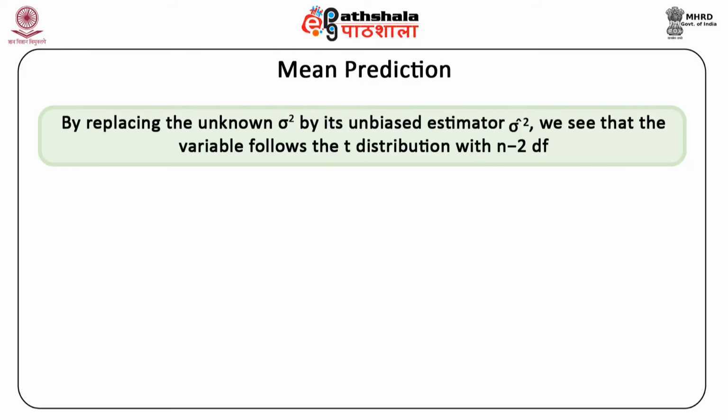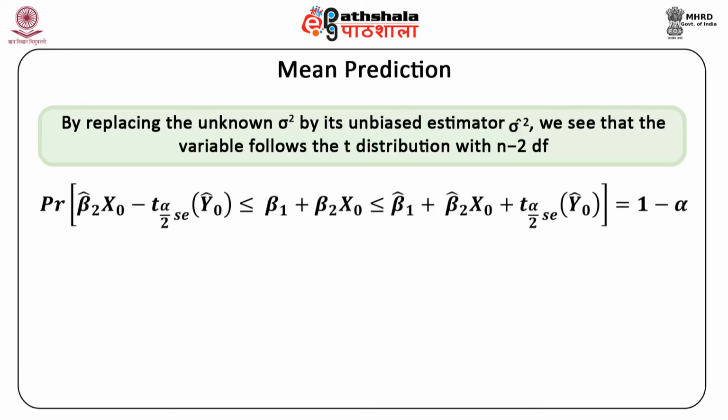Namely, we can write this as the probability that beta 1 plus beta 2 x0 is greater than or equal to beta 1 hat plus beta 2 hat x0 minus t alpha by 2 into the standard error of y0 hat, but is less than or equal to beta 1 hat plus beta 2 hat x0 plus t alpha by 2 into the standard error of y0 hat. This probability is equal to 1 minus alpha.